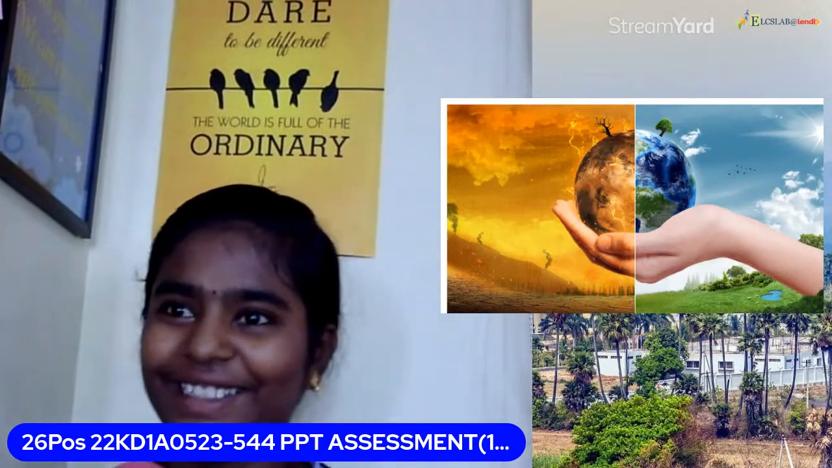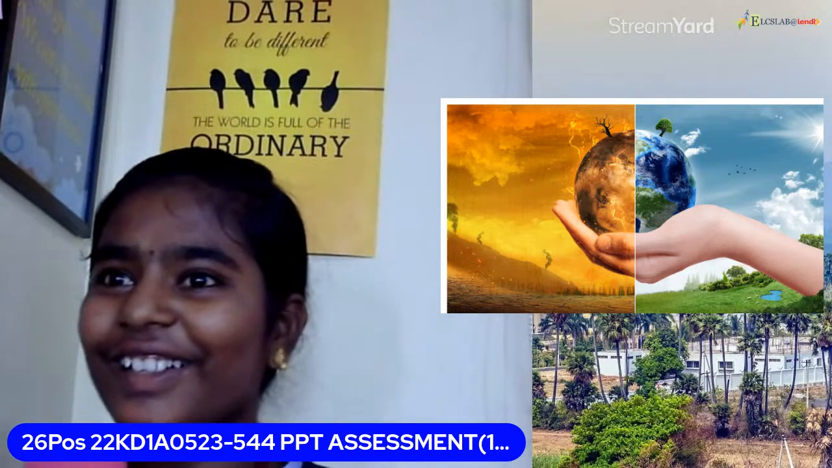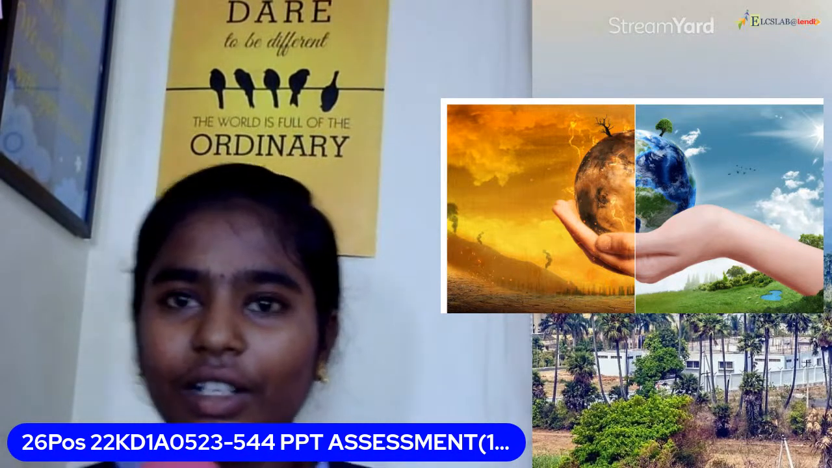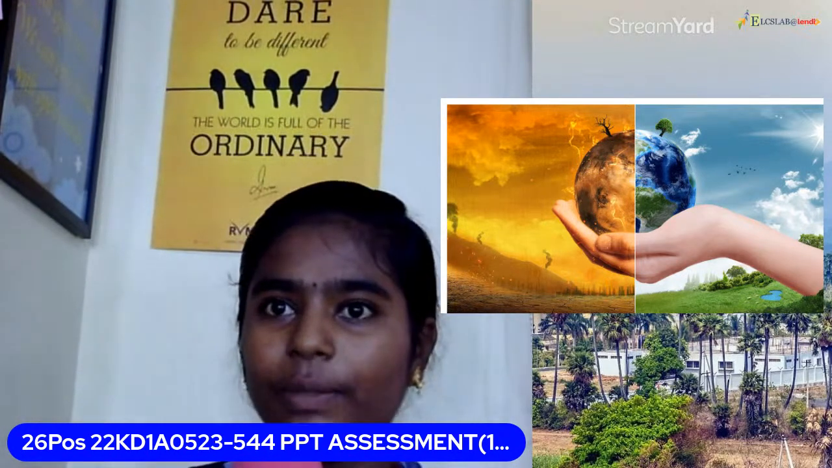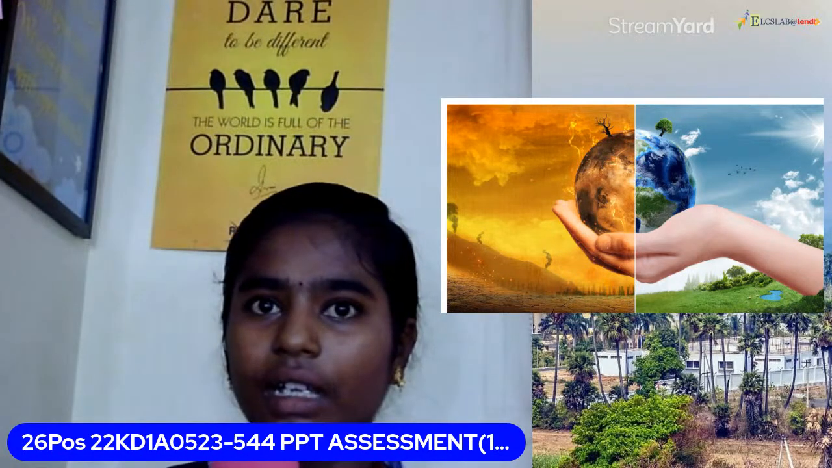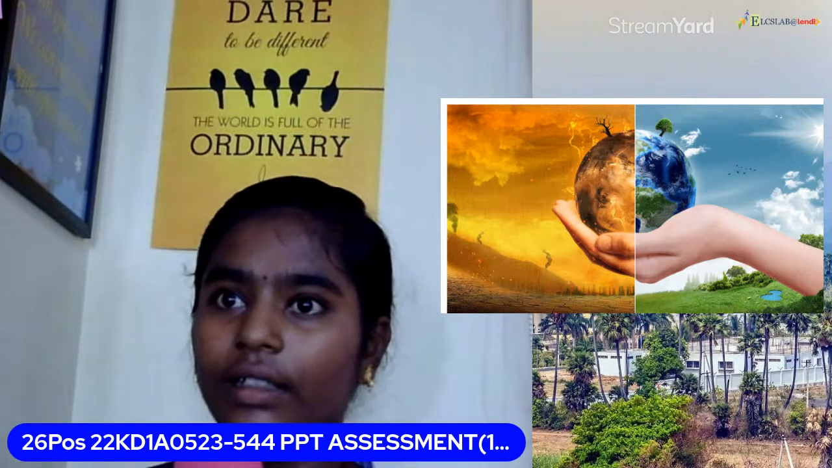Any queries? How does global warming affect human health? Now we can see that we are in the month of June, but we are facing a lot of heat, and we are facing unseasonal rains. These are all the effects on human beings.